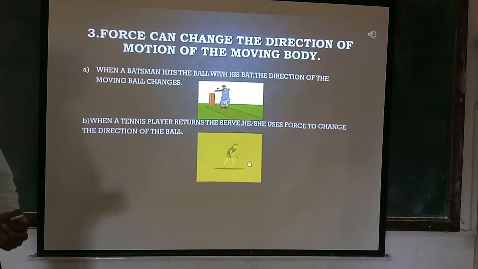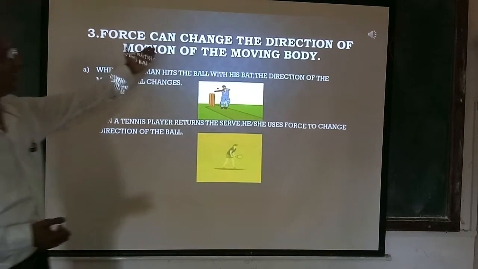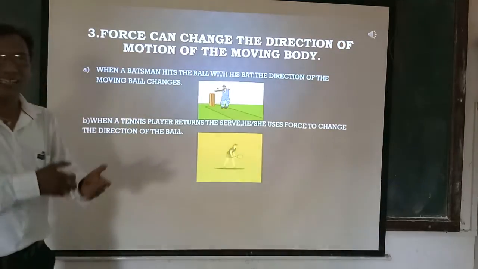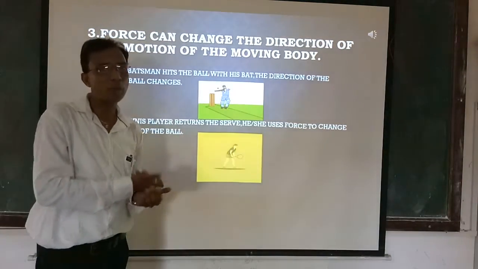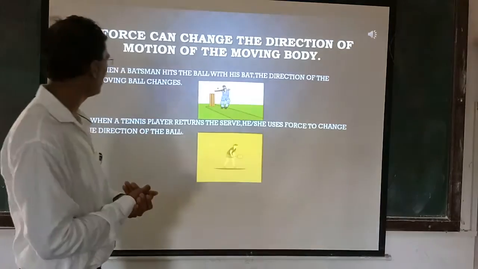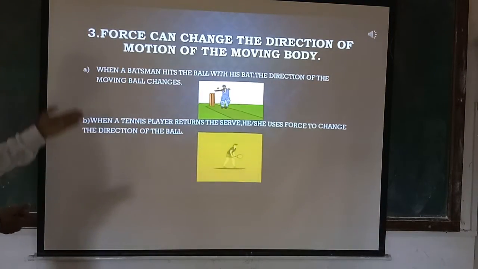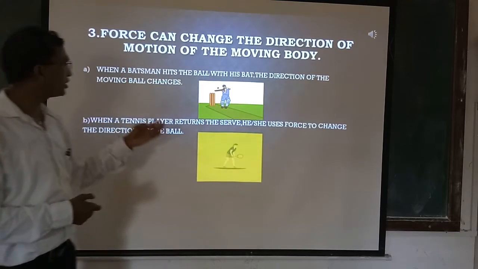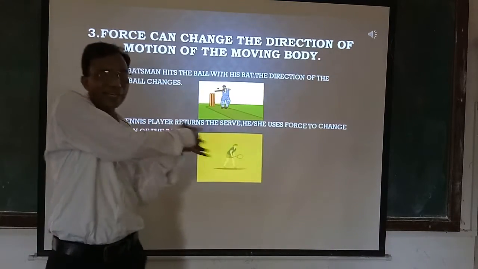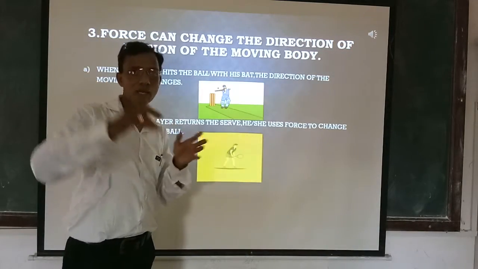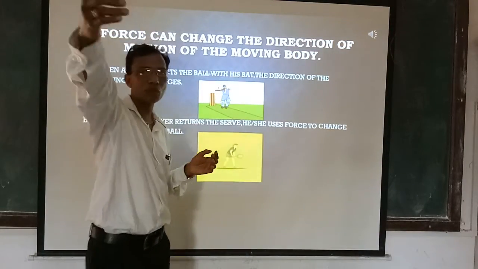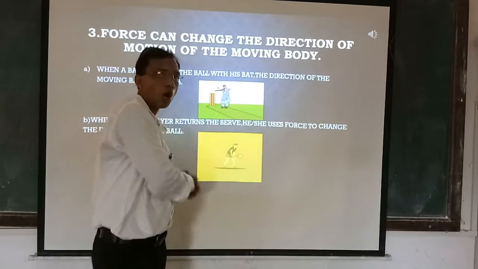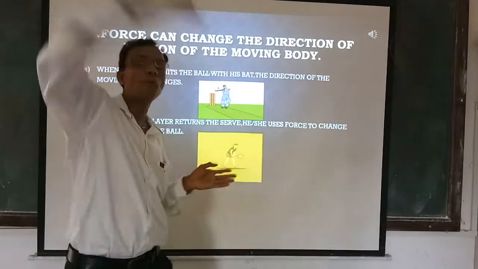There is one other example: force can change the direction of motion of a moving body. You can observe this while playing cricket. When a batsman hits the ball with his bat, the direction of the moving ball can be changed very easily. The force is applied on the ball, which is moving in one direction. Now the batsman hits the ball, and it goes in the opposite direction.